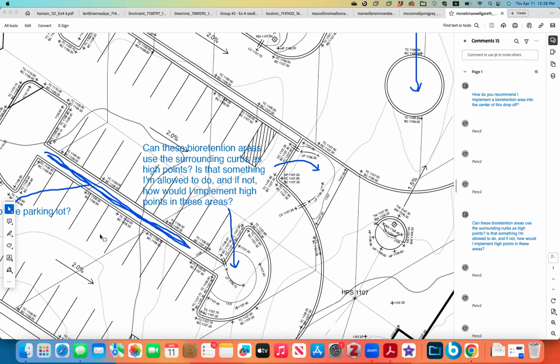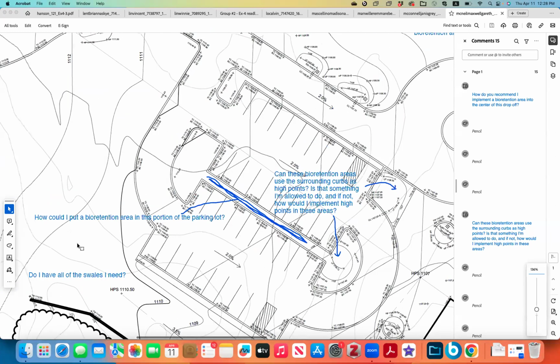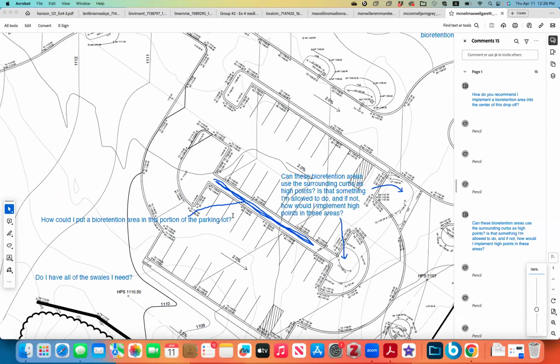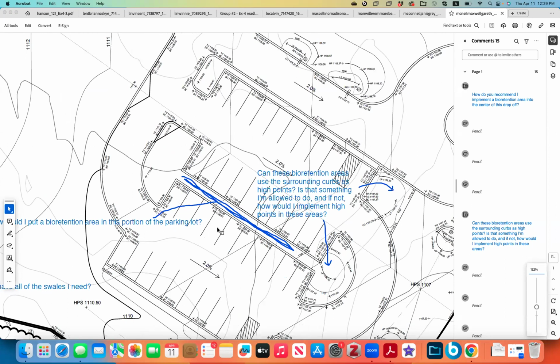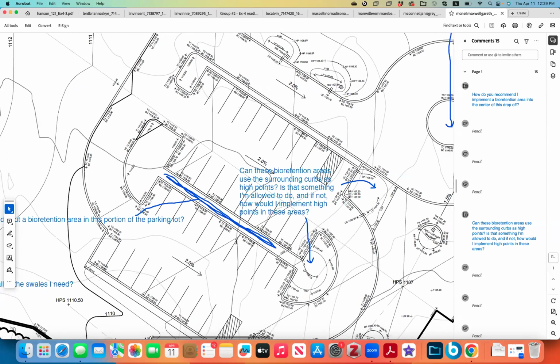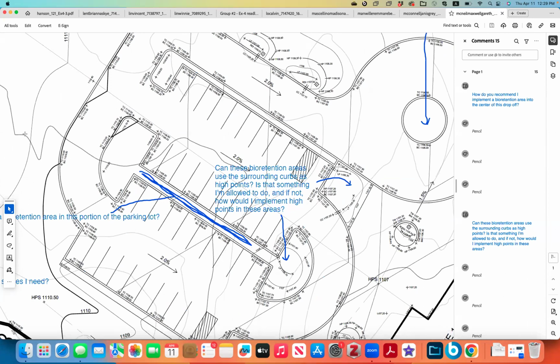Next one. How could I put a retention in this portion of the parking lot? I would determine where you want your curb cut first, right? I have this portion of the drainage area. You're good in terms of having a curb cut over here, and actually this needs to be a DI or RDI because this is at the end, right? If there's no DI or RDI, water will pond here.